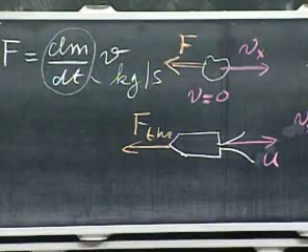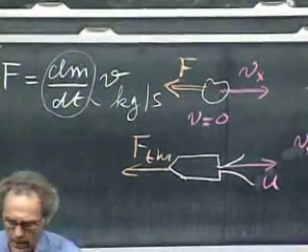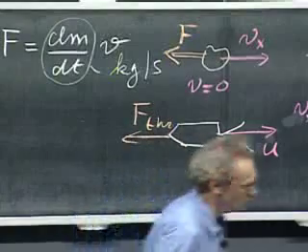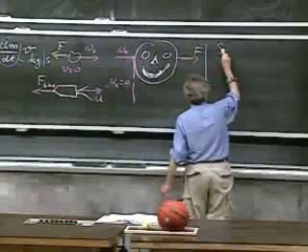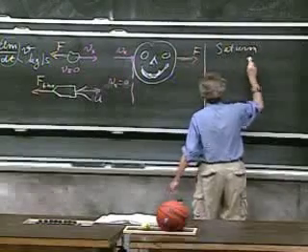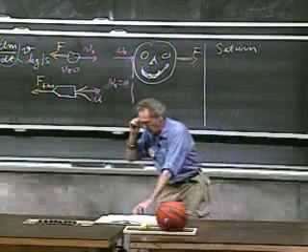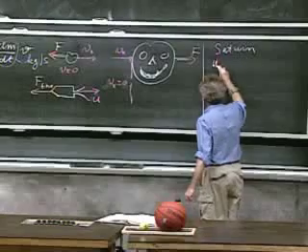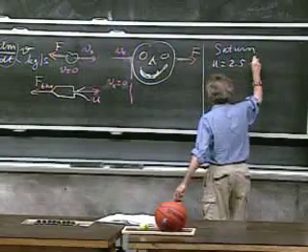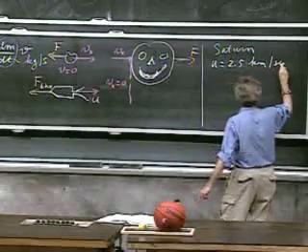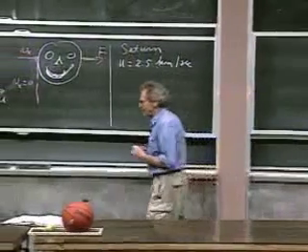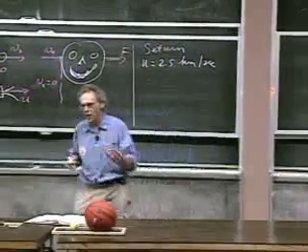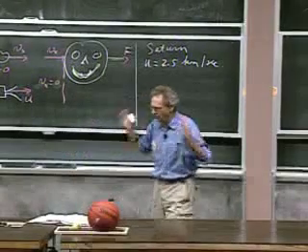If we take the case of the Saturn rockets that were used for the landing on the moon, the speed u was about 2.5 kilometers per second. So the gas came out with 2.5 kilometers per second relative to the rocket. And the rate at which this gas was coming out is phenomenal: 15 tons of material per second.